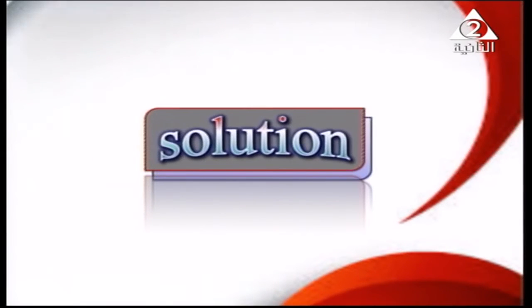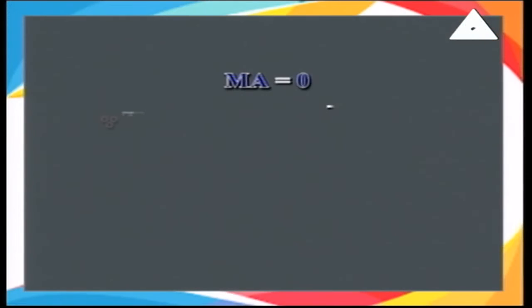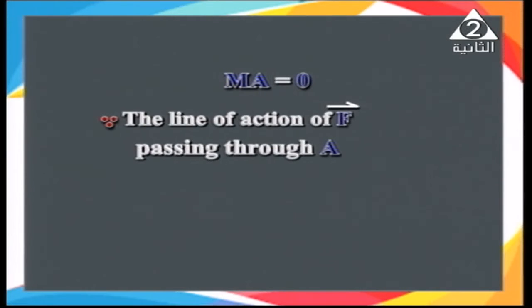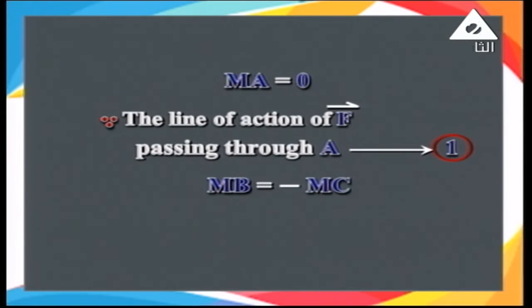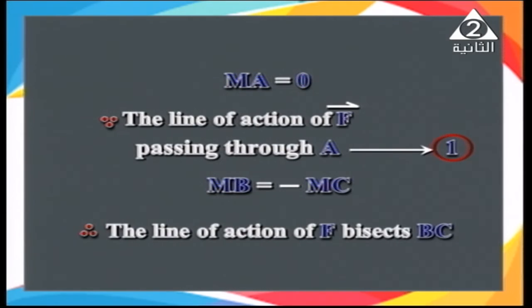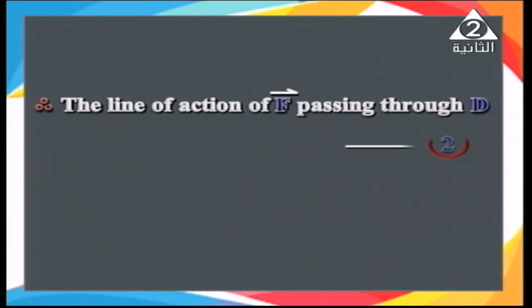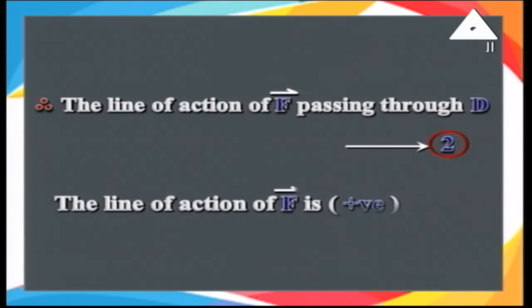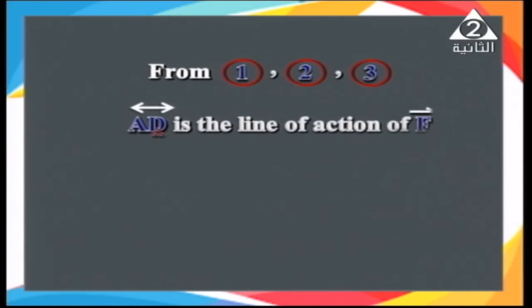Moment about A equals 0, then the line of action of F passes through A. This is number 1. Moment B equals negative moment C, so the line of action of F bisects BC. Therefore, the line of action of F passes through point D. My dear student, from 1 to 3, AD is the line of action of the force F.